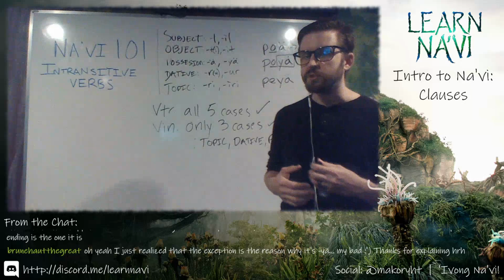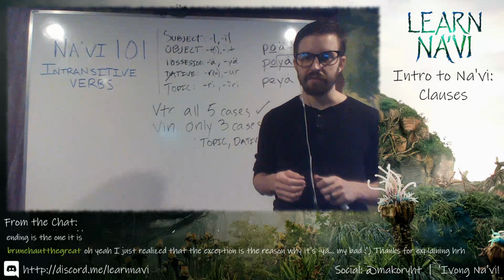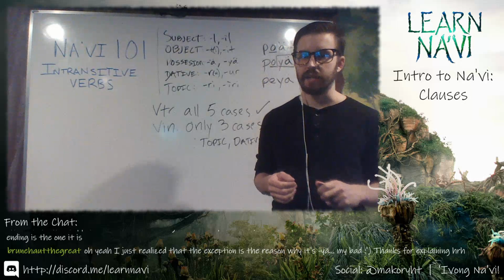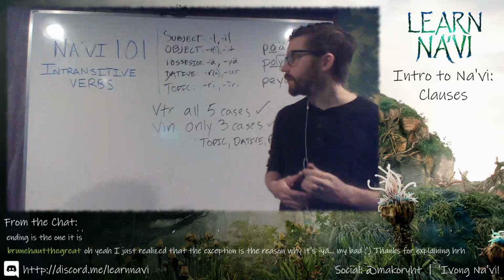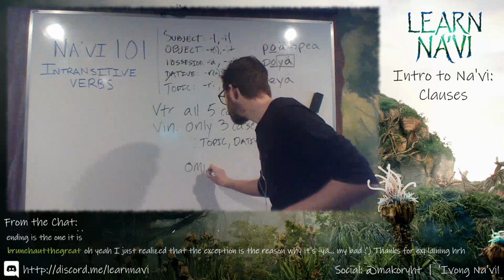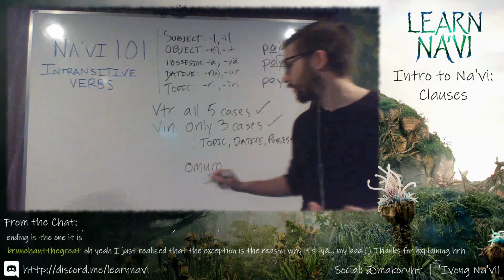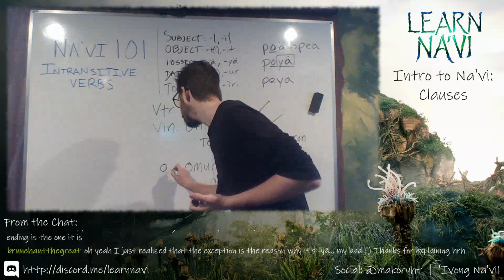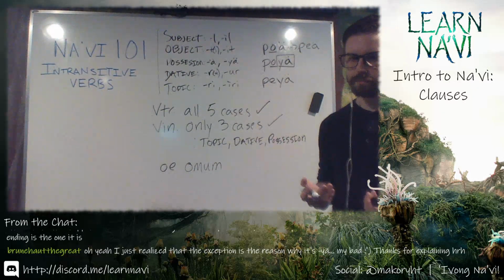That rule holds true for transitive verbs, because transitive verbs can be used intransitively. They don't need to take an object in order for them to make sense. If you wanted to say I know in Na'vi, the verb for that is omum. If you don't specify what you know, if you just wanted to say I know, you don't need to say anything more, it's just oe omum.